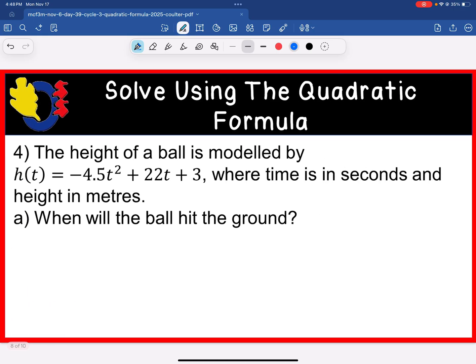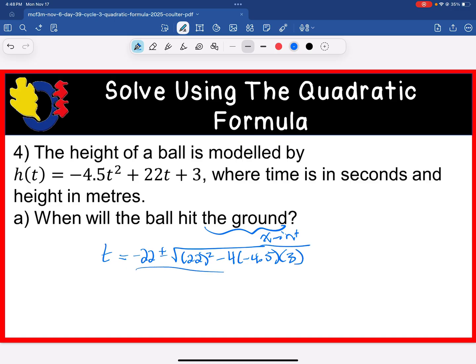All right, next we're going to look at solving a word problem using the quadratic formula. The height of a ball is modeled by h of t equals negative 4.5 t squared plus 22t plus 3, where time is in seconds and height is in meters. We need to figure out when the ball will hit the ground. So this is an x-intercept, okay? So I'm going to plug in t instead of x, but it's still the same formula. So negative 22 plus or minus the square root of b squared, so 22 squared, minus 4 times negative 4.5 times c, which is 3, all over 2 times negative 4.5.